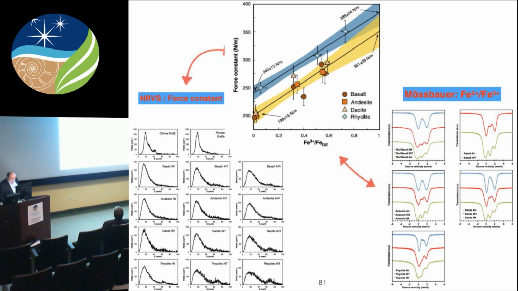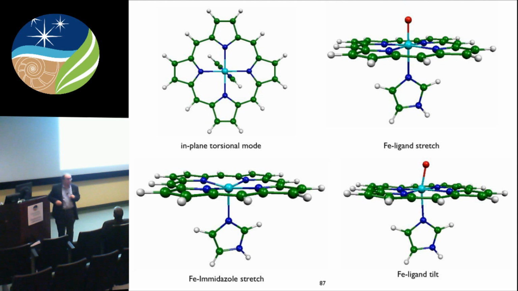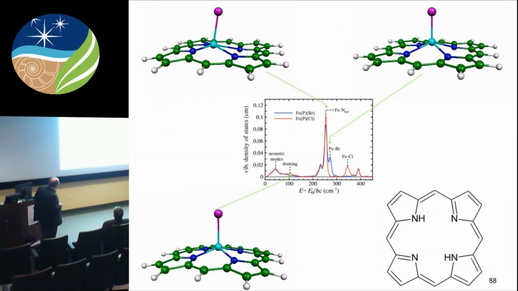Anyway, these movies are here. One of the things we can do, and I'm quite happy with this development, actually. When I first proposed this beamline in 1989, they told me that you can only see iron. And I told them, I'm happy just to see iron. But it turns out that we can see a lot more. What we're looking at here is a bioinorganic model compound with iron, bromine and chlorine as some of the ligands.